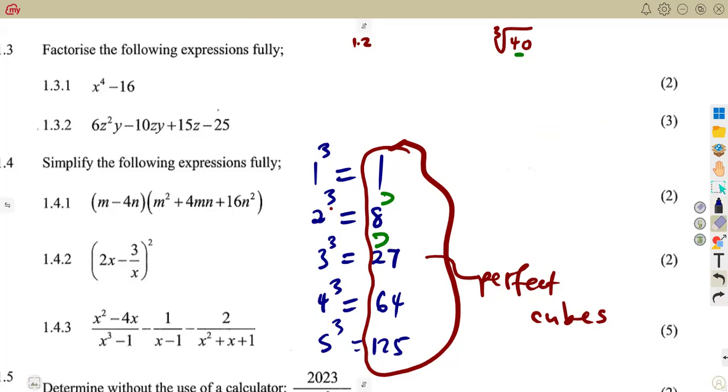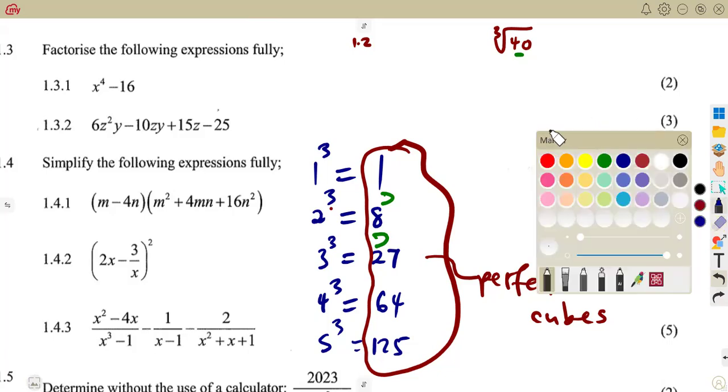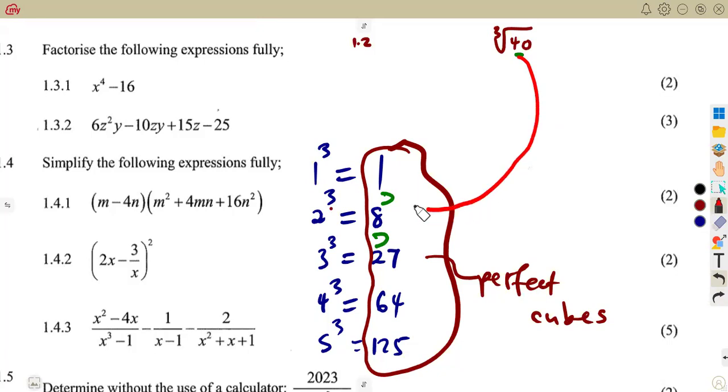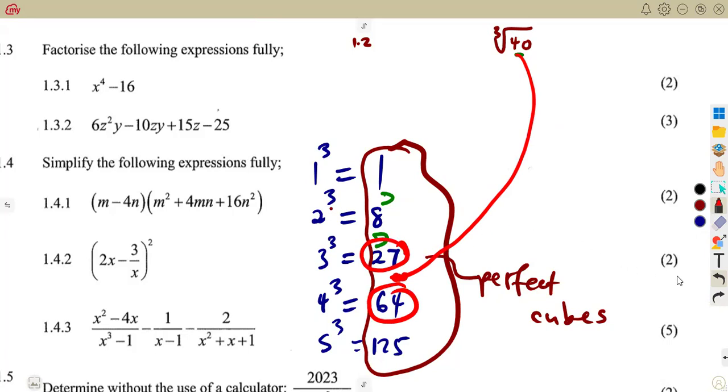That is what I'm simply asking you guys to say. So 40, which part is it going to lie in? Is it here, or here, or here? It's going to be in between 27 and 64. These are your boundaries.